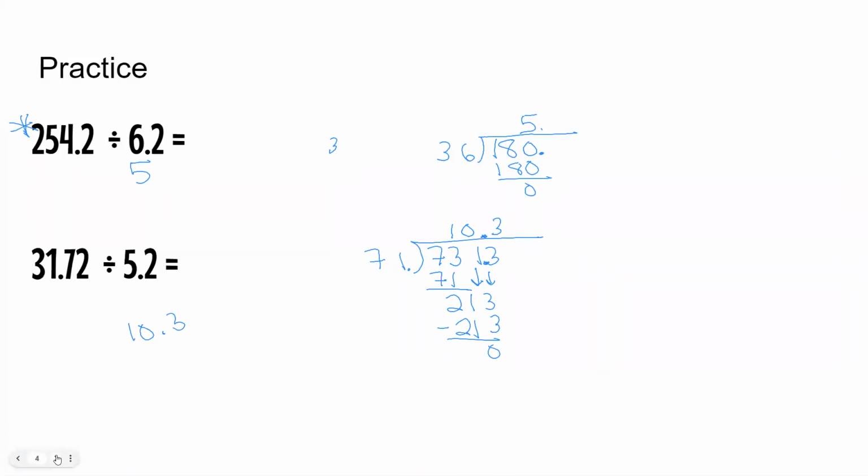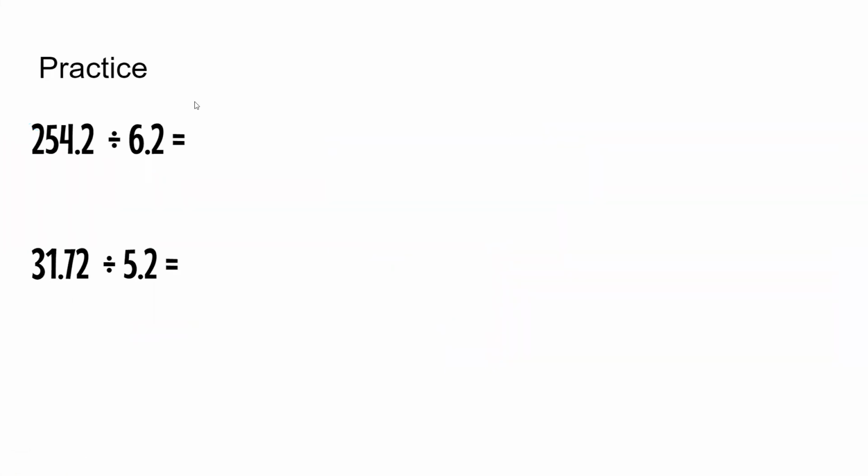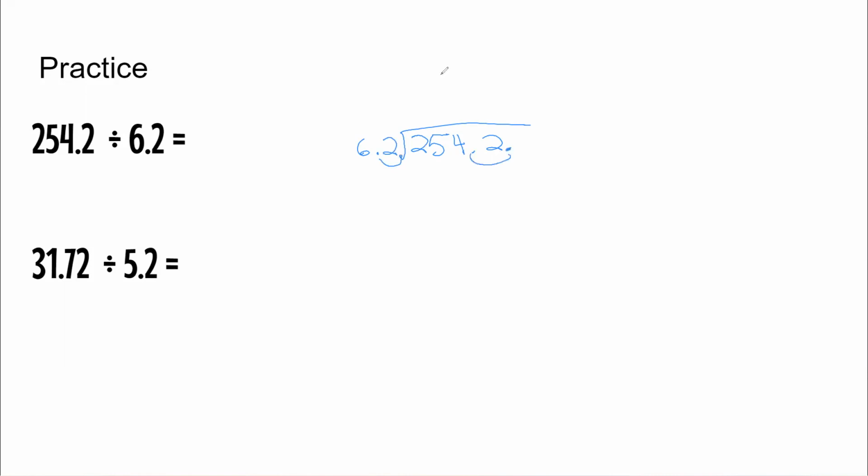Let's move on to this slide. I want you guys to pause the video. Try both of these and then come back and check your answers. On the first one, we have 254.2 divided by 6.2. So we're moving our decimal over one spot, both inside and outside the division box.